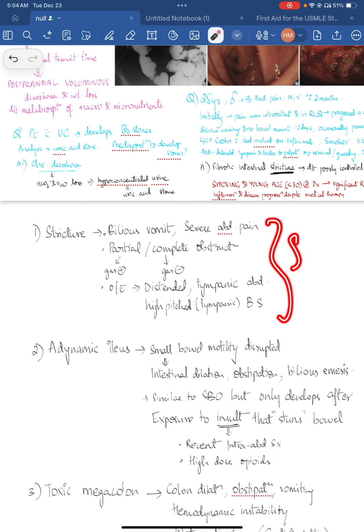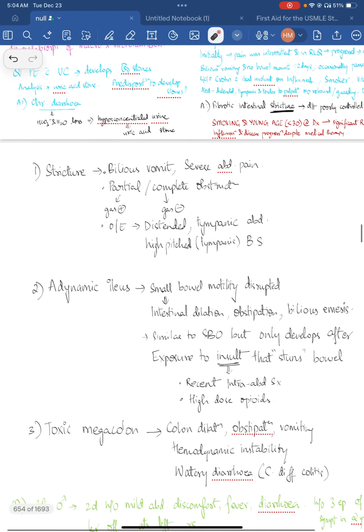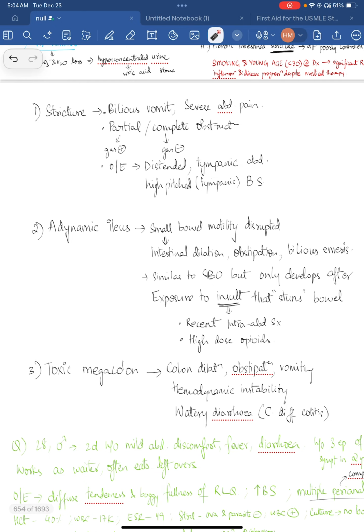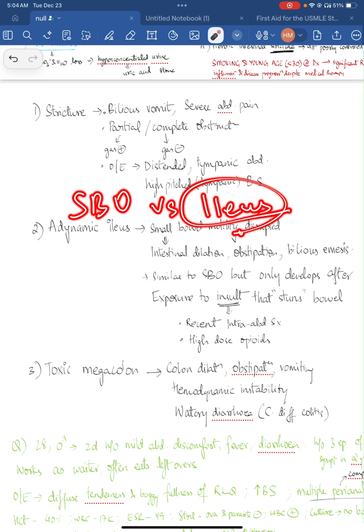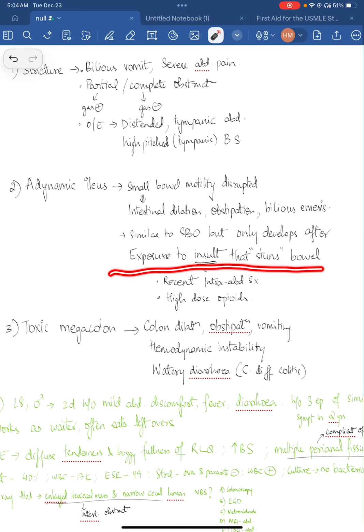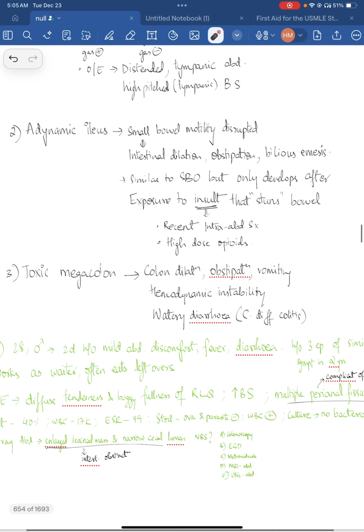So this is mostly all SBO, but then stricture is causing the SBO. That's why the same symptoms apply here. There is another comparison, SBO versus ileus. So what is ileus? Small bowel motility is obstructed in ileus, and this happens due to some insult to the intestine. It is due to exposure to an insult that stuns the bowel. What is that insult? Recent intra-abdominal surgery or high dose opioids might cause ileus.